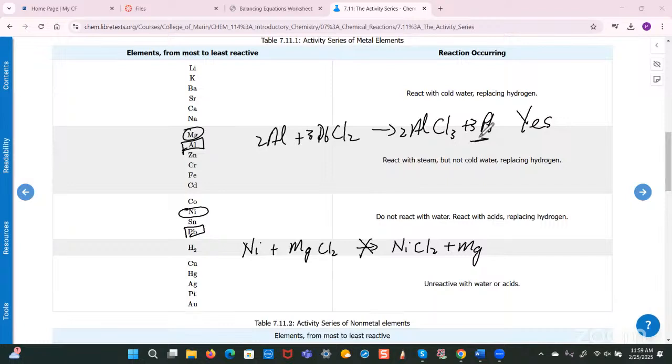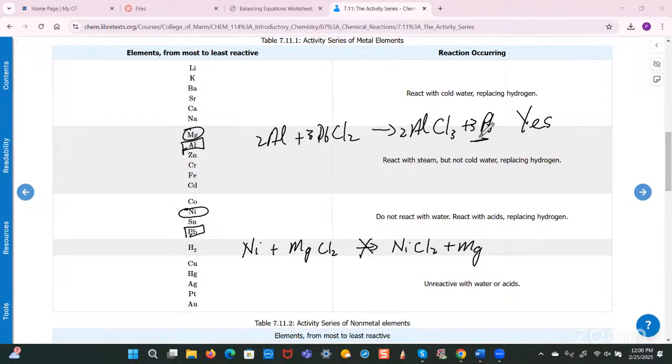So basically, the key thing you need to remember when using this series is that the most active elements are at the top or above, and their reactivity decreases as you go down. So the more reactive elements will displace the less reactive elements where there's a reaction that can occur. Okay, any questions about this? Any questions?